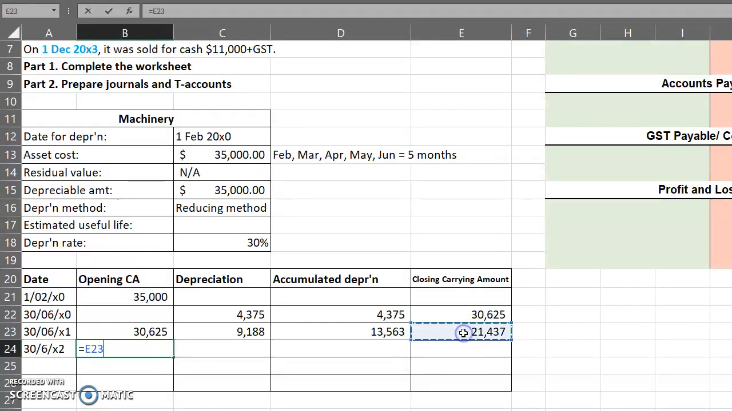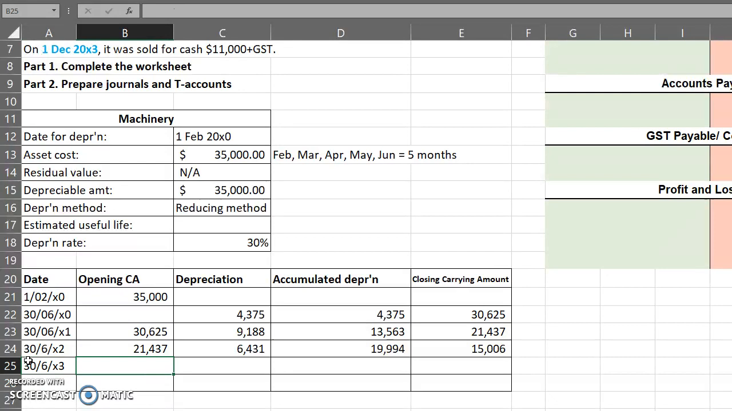Okay, moving on to the following year. Opening carrying amount is what we ended up with last year. Depreciation for the current year, again, is 30% of the opening. Accumulated depreciation is the sum of what we had last year plus new depreciation charges. And closing carrying amount is the book value or what's left out of the original 35,000. So it will be 35 less how much we have already depreciated. Moving on.